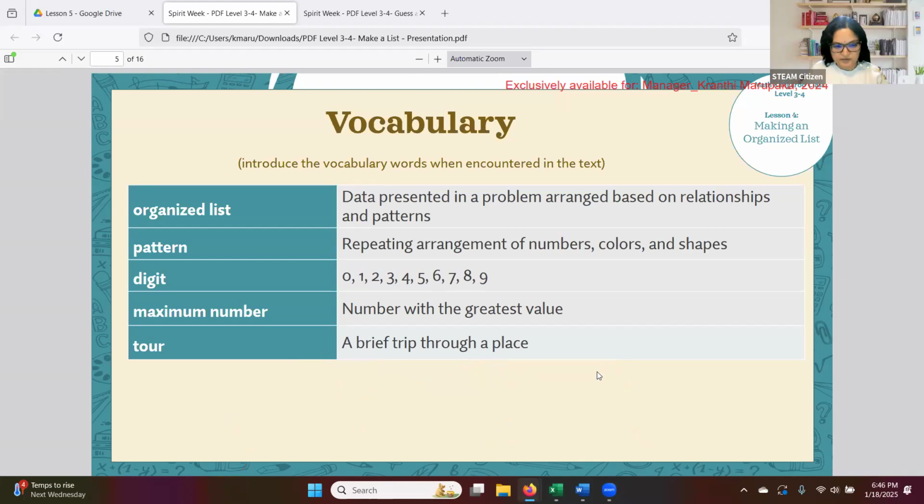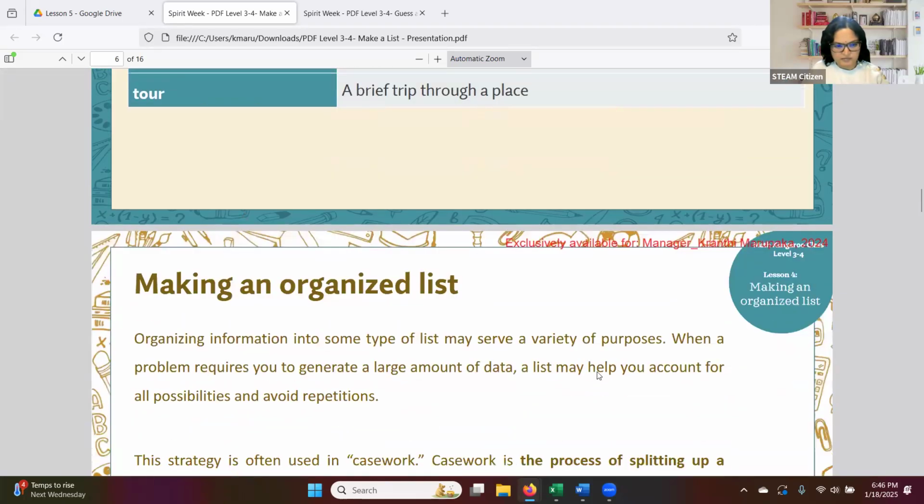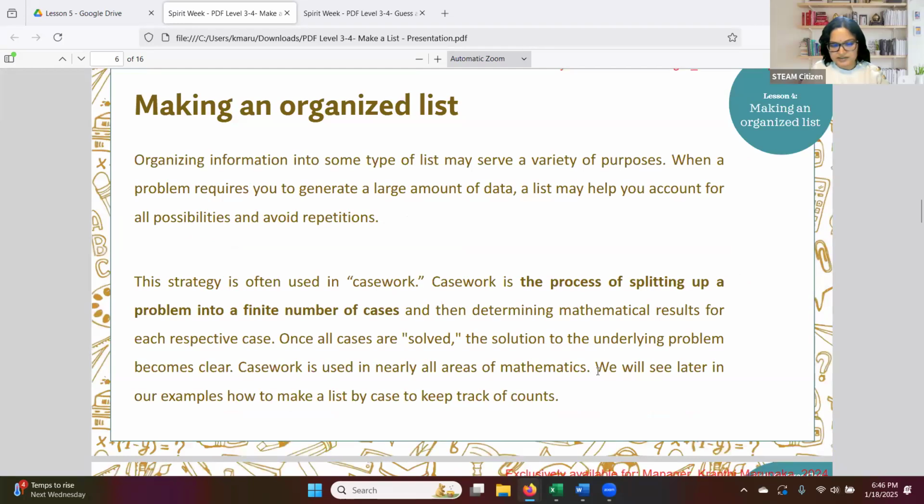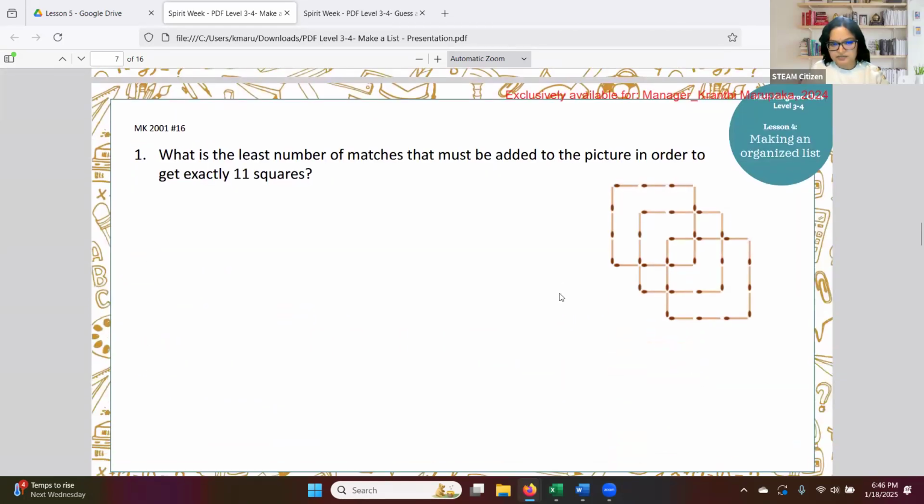Awesome. All right, let's keep going. Okay. I think this slide just talks about making an organized list. I think we talked in detail about this. Read through this later on when I send you the deck, okay? All right, let's jump into solving.